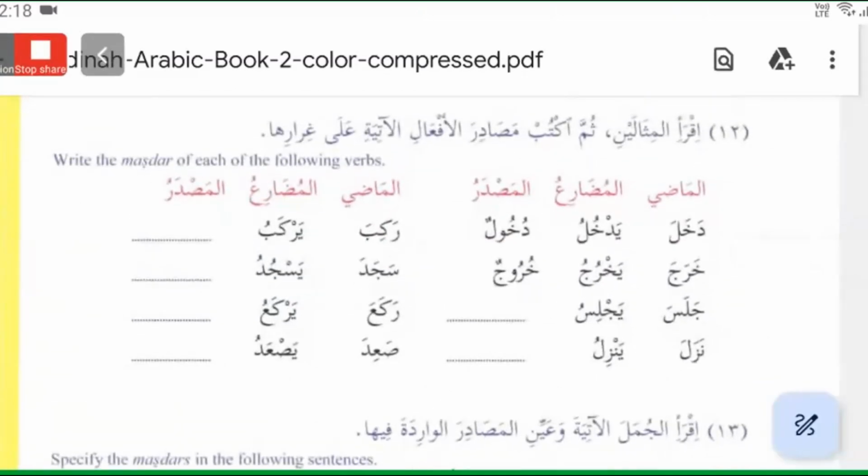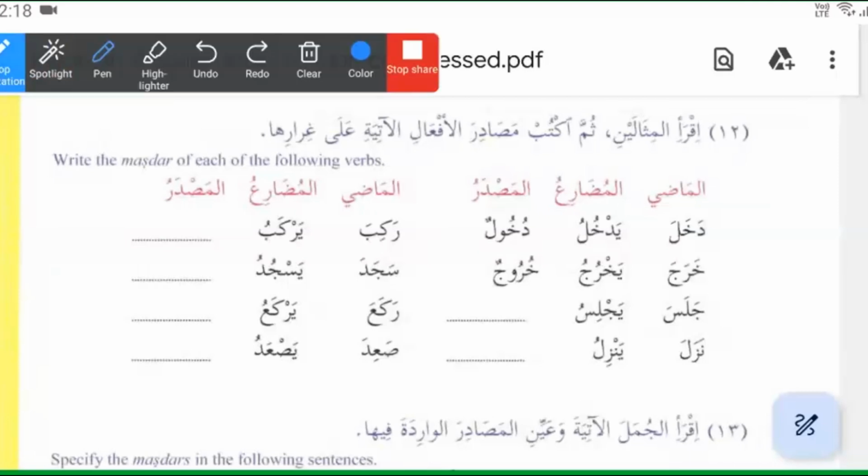Now we have al-madi means past tense, al-mudari future tense, and al-masdar. Al-masdar is the source. Now this will become clear here. Now in madi past tense we say dakhala, he entered. Mudara means future. Yadkhulu means he is entering. Or if I say sayadkhulu, it means he will enter, the future tense. And the masdar is dukhul. Dukhul means entering.